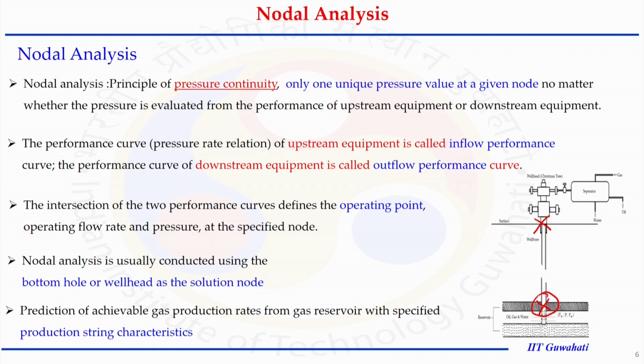For example, the production string conditions, the diameter and other parameters are considered constant. Under a particular condition when the flow is happening, the operating point at the bottom hole or wellhead point will be estimated with the help of the nodal analysis. When I say the inflow curve, when the information is coming in and going out, because of the continuity of the information, in our case pressure continuity, the intersection of these two curves will give us the operating condition at that point. Our operating conditions are the pressure at that node as well as the flow rate.